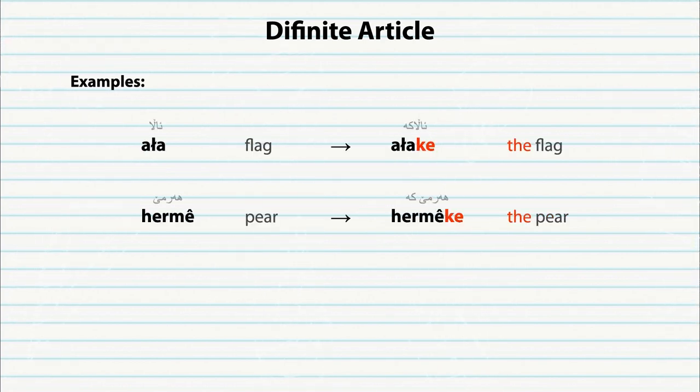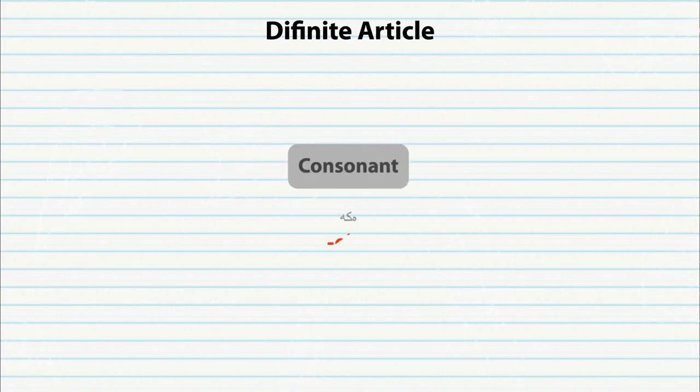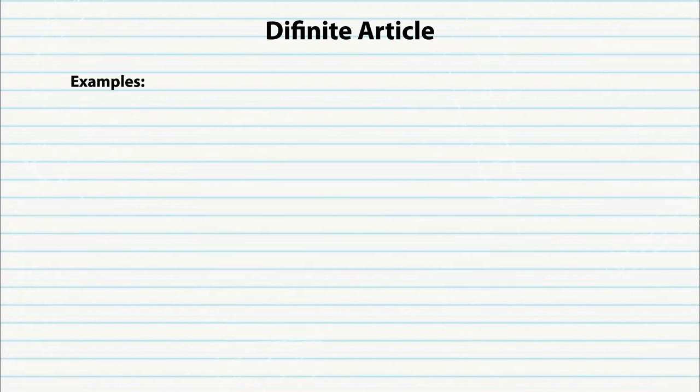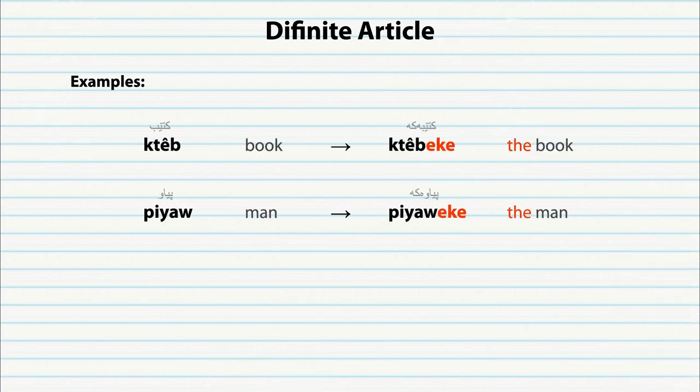Definite article. For the words that end with a vowel, add ke. For example, ala, ala ke. Hermie, hermieke. Seara, seareke. But if a word ends with a consonant, then add a ke. For example, kteb, ktebake. Piao, piaweke.